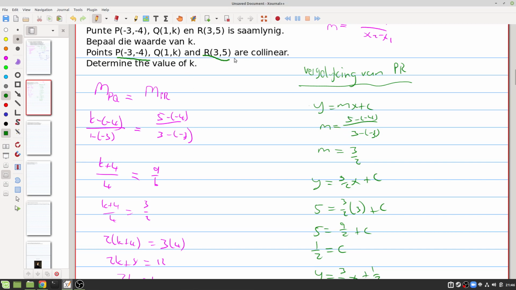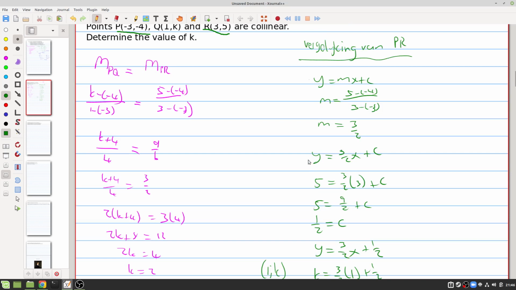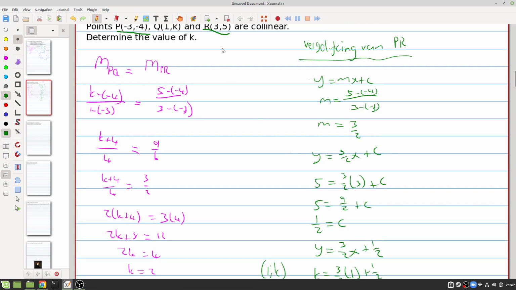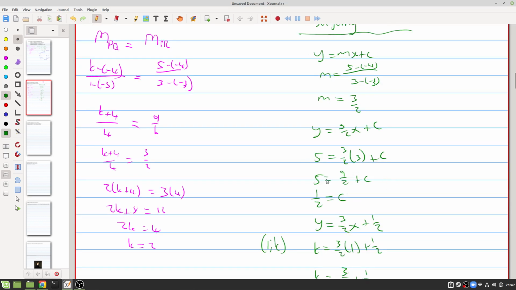First, let's find the gradient. So the gradient is just 5 minus 4 over 3 minus 3, and that gives us 3 over 2. So far we know y equals 3 over 2x plus c, because the gradient m is 3 over 2. And then to find out what the y-intercept or the c value is, we can substitute a point P or R. I just substituted R. So R, the y is 5, the x is 3. So 5 equals 3 over 2 times 3 plus c. Simplify it a bit, solve for c to get a half.